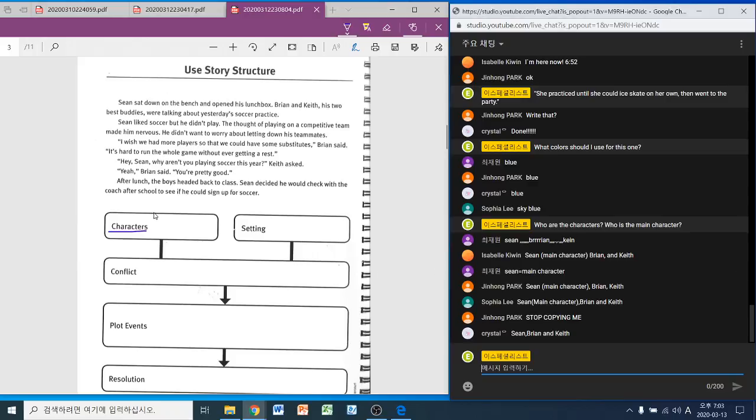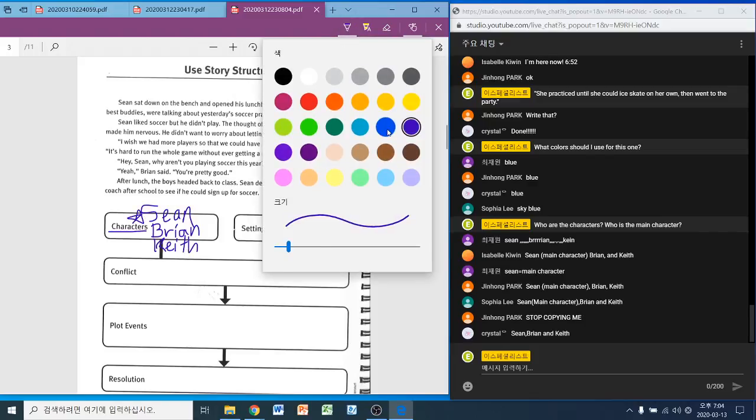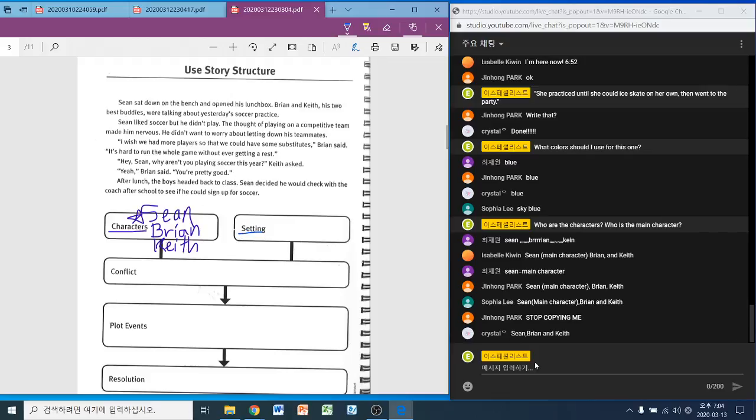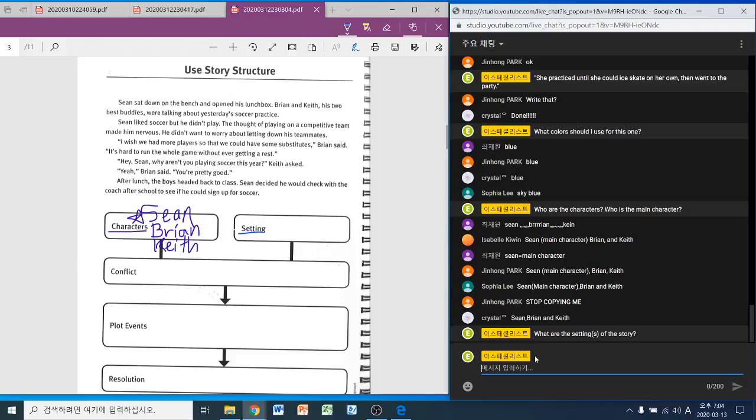Okay, let's write that here. Everybody write that down. Sean. Brian. Keith. And our main character, Sean. Next, let's use a lighter shade of blue. Setting. What is the setting of this story? Or what are the settings, there might be one, settings of the story. If there's more than one, tell me more than one. If there's just one, then just tell me one. You tell me.